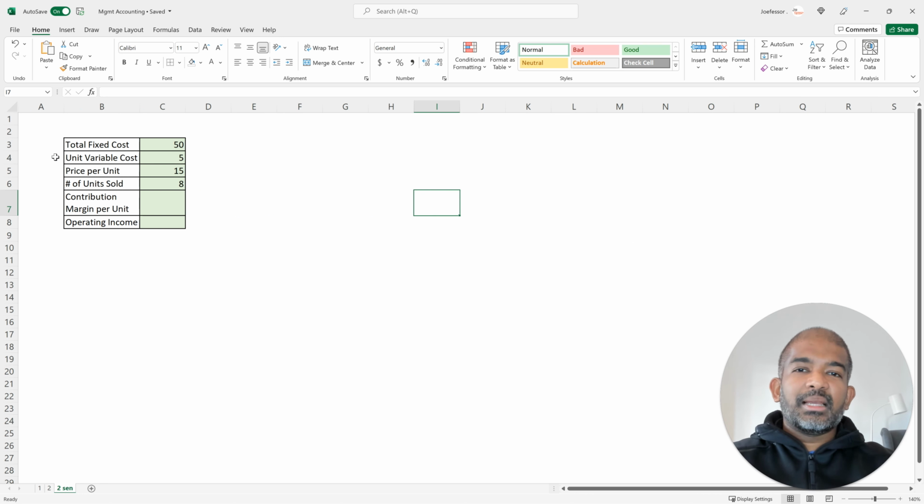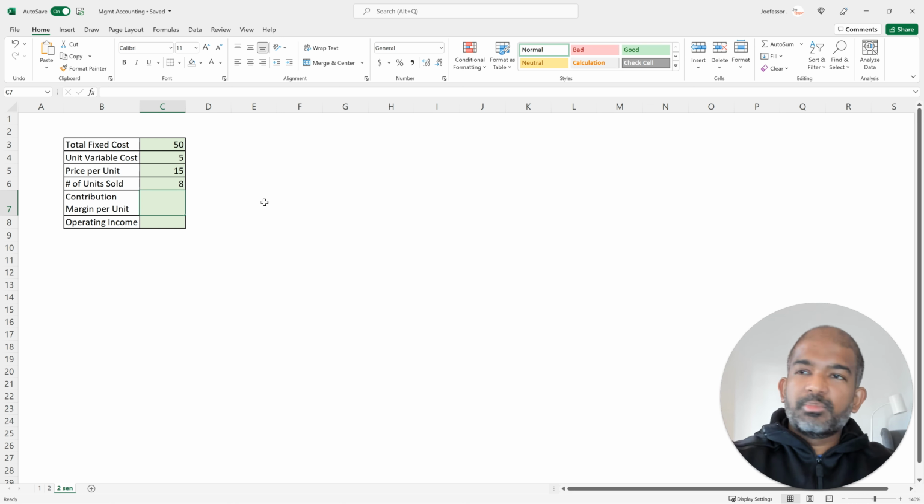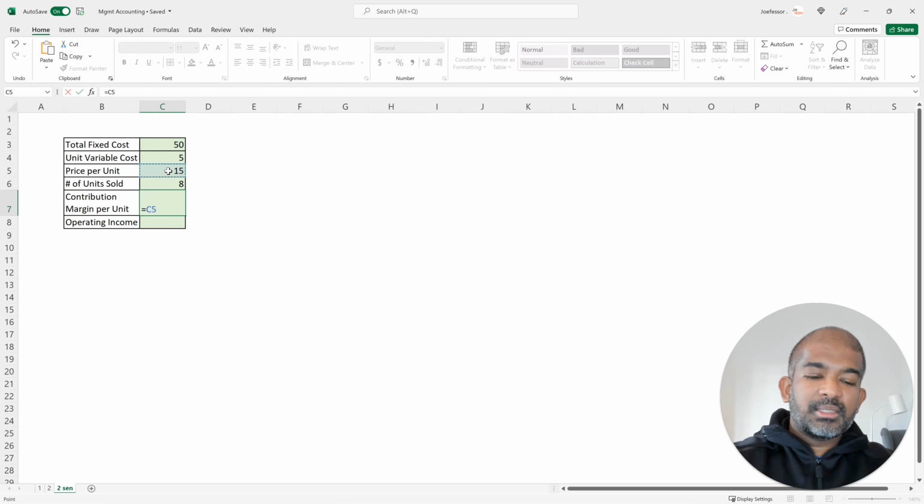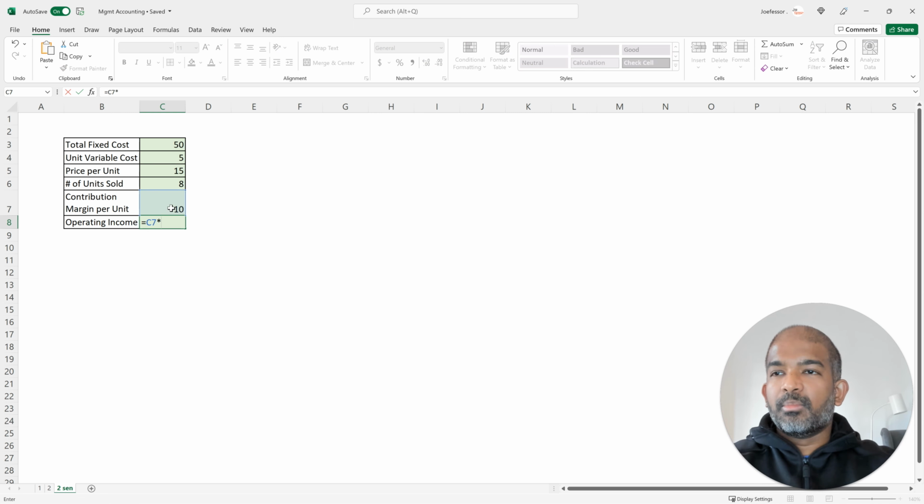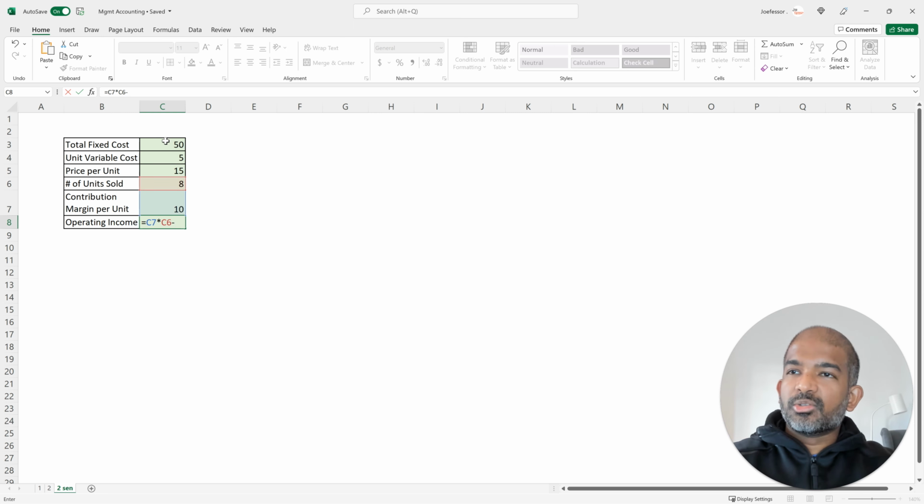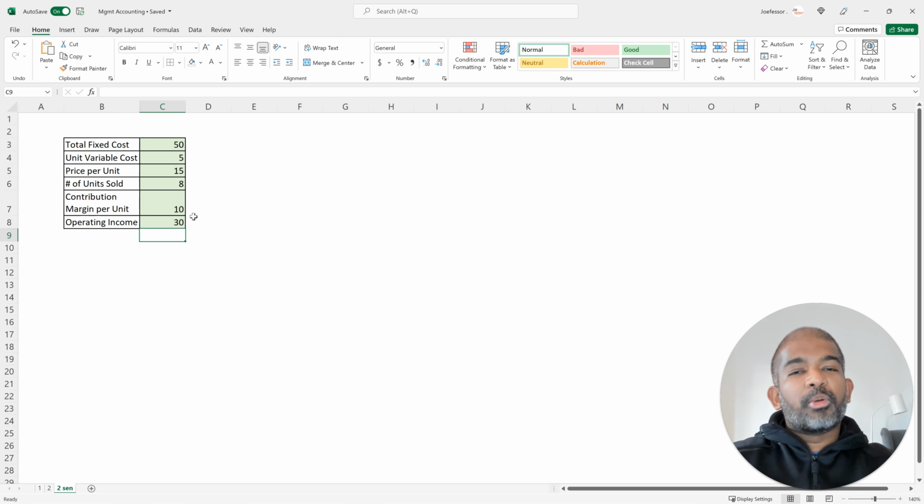So as you can see, I've kept the same numbers as earlier. What's the contribution margin per unit, which is the price per unit minus the unit variable cost? What's the operating income? It's the contribution margin per unit multiplied by the number of units sold, minus the total fixed cost. Your operating income when you sell 8 units is $30, as we've seen earlier too.